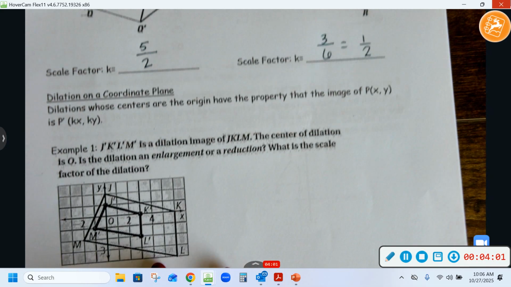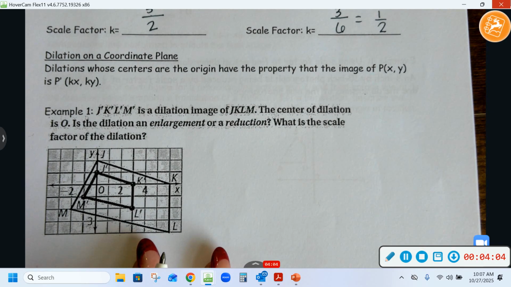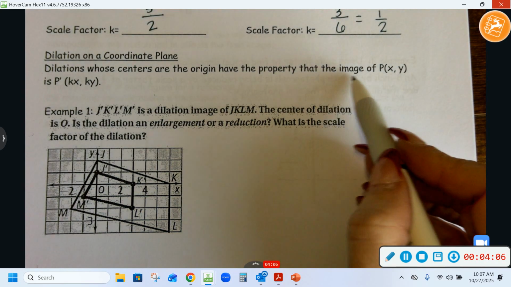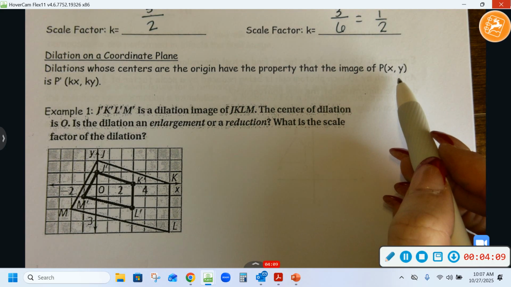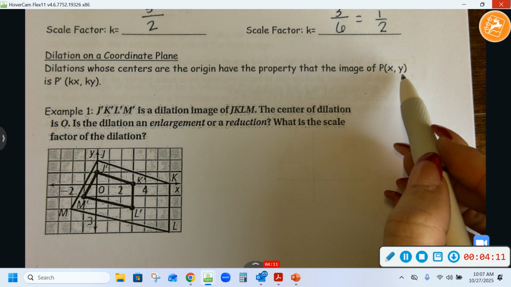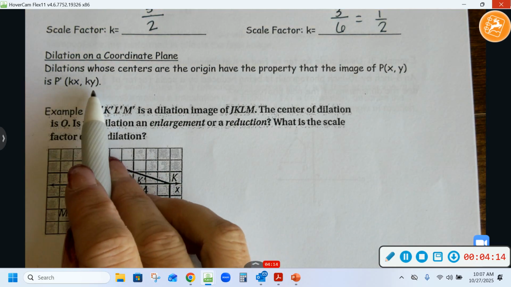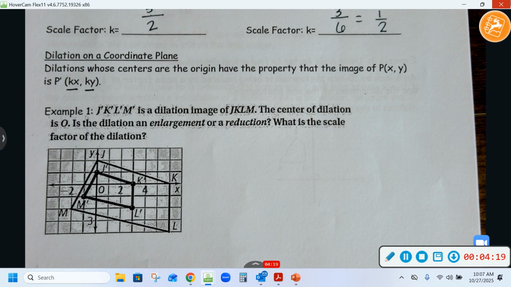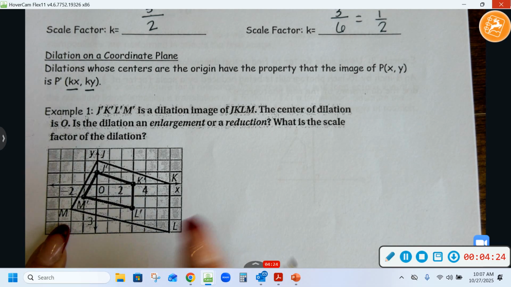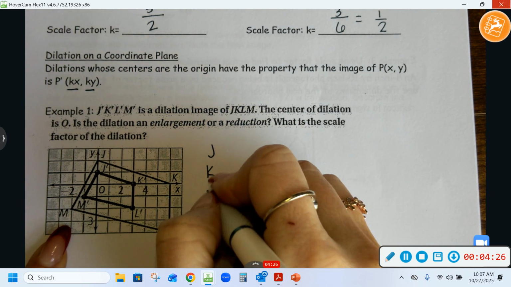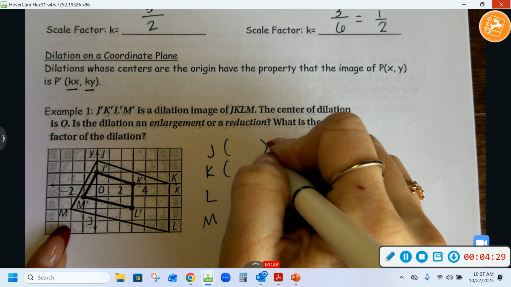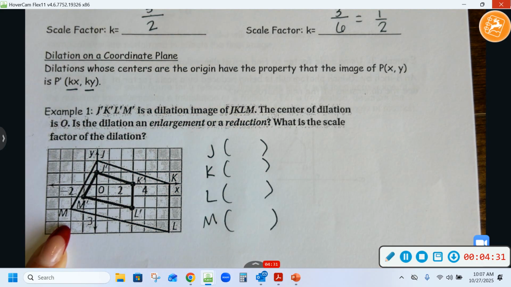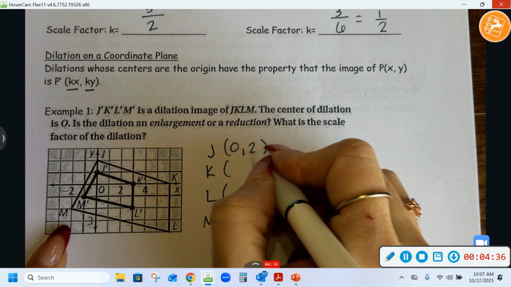Okay. Alright, dilations on a coordinate plane. So, if I have an image, and this is it, image P, my new image, we're just going to multiply the x and the y by whatever that k is. What does k represent again? Good! Scale factor, look at us. Alright, so let's figure this out. J, K, L, M. Let's figure out where it lives. So go ahead and fill in your coordinates.